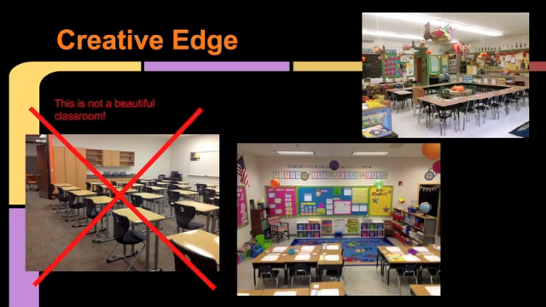Another way to do this would be to have a half circle formation, and this would probably be for higher level classes when you want to have larger discussions rather than just small group discussions. As you can see at the top, there's an example of the circle formation, but there's also a lot of color in that classroom as well.